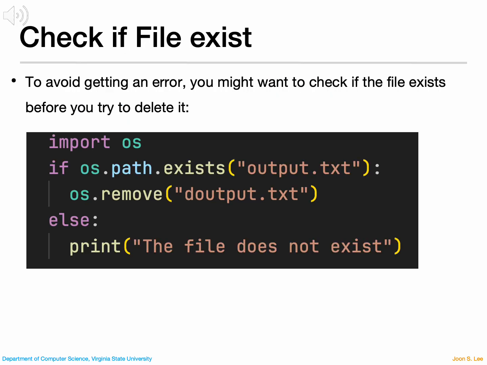For now, to avoid errors when deleting a file, we can check whether the file exists first. In this example, we use os.path.exists to check if the file is present. If the file exists, we proceed to delete it using os.remove. Otherwise, we print a message indicating that the file does not exist. This approach helps prevent runtime errors and makes your program more robust.